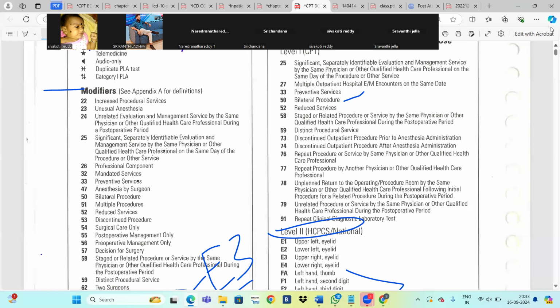Clear? Yes, sir. So any doubt about RT and LT?